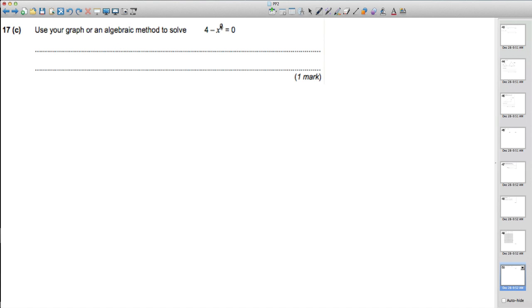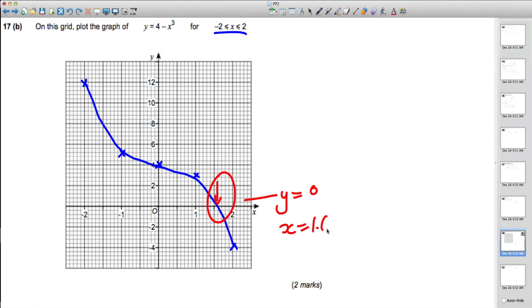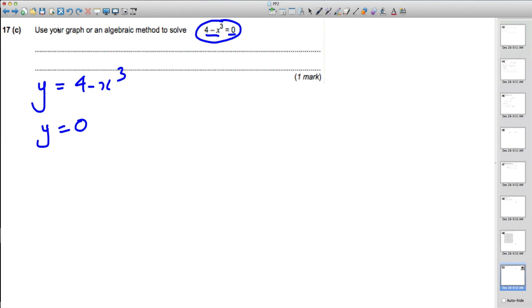Use your graph to solve 4 minus x cubed is equal to 0. Remember, you've drawn y is equal to 4 minus x cubed, the graph, and you're trying to solve this equals 0, so you're trying to solve where y is 0. Where on the graph is the y number 0? Well, it's 0 about here, isn't it? That's where y is equal to 0, and it looks like the x value that works for that is about 1.6, so x is equal to 1.6.